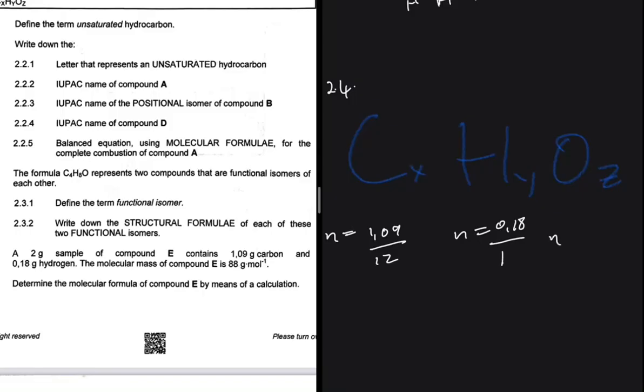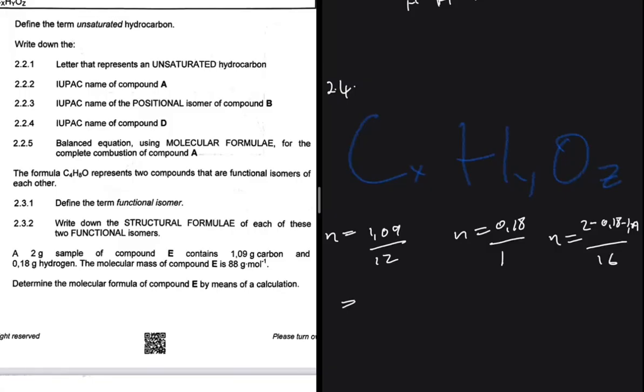And then for oxygen, we are not given the mass, but we have three elements in our compound, right? We are given the mass of two and the total mass. So it will be easy to find the mass of the third. We're going to say that the mass of oxygen is 2 minus 0.18 minus 1.09, divided by the molar mass of oxygen, which is 16. Right, so now we just need to go ahead and find these numbers of moles.